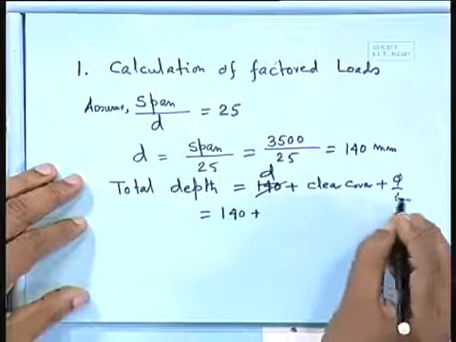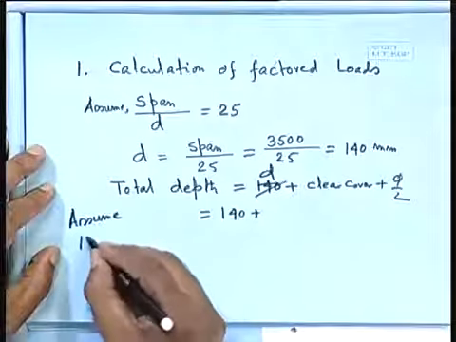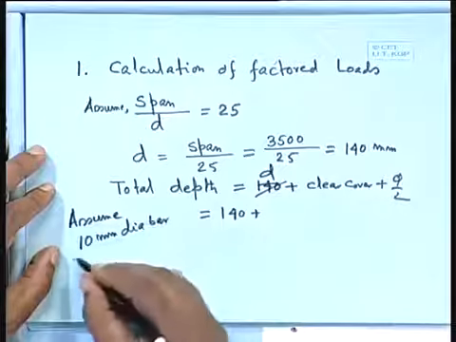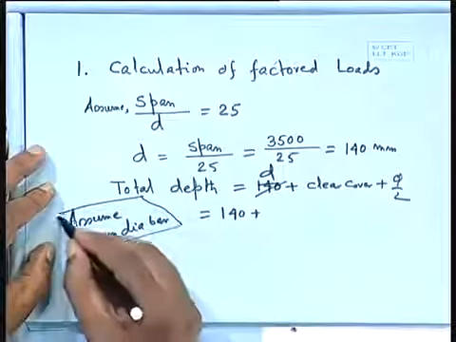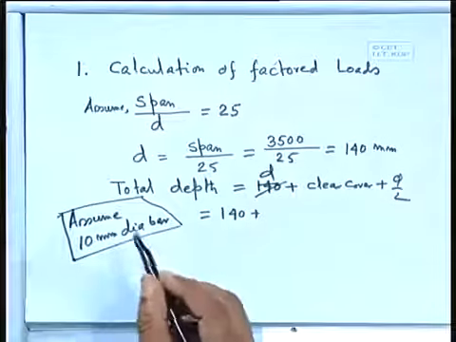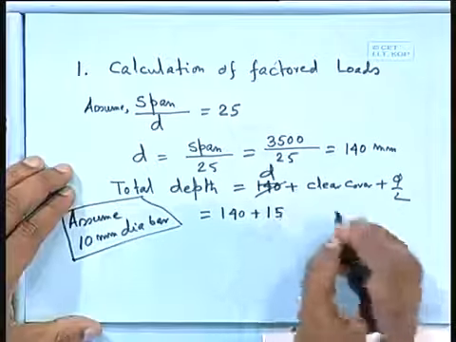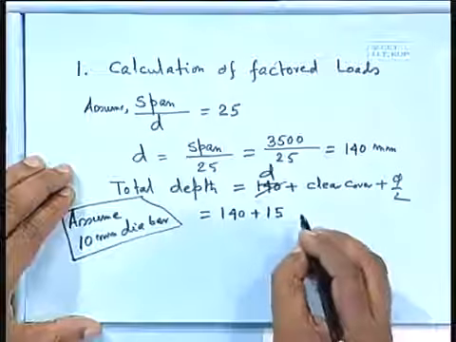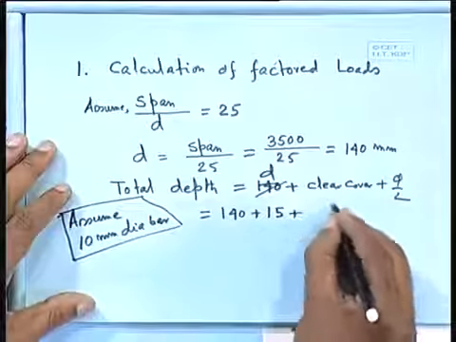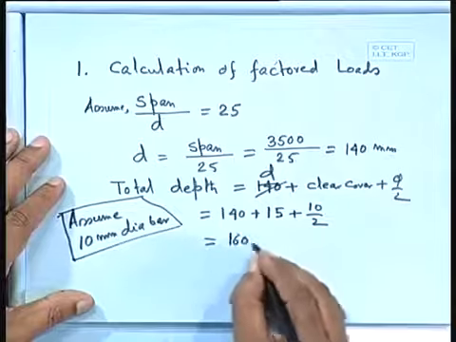Clear cover, how much shall we take? Let us assume a 10 mm dia bar. For slab we shall generally use 8 mm, 10 mm or 12 mm. So, in our case we can use the clear cover, even for mild exposure we are getting say 15. For mild exposure we are getting 15, because we are using less than or equal to 12 millimeter, plus 10 by 2, and we get 160 millimeter.